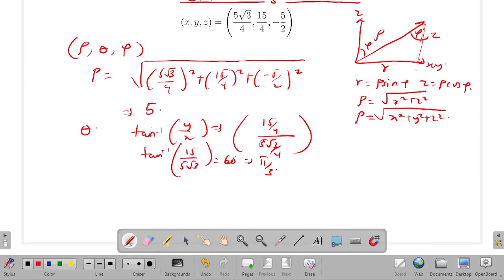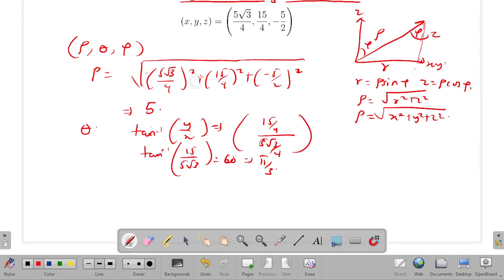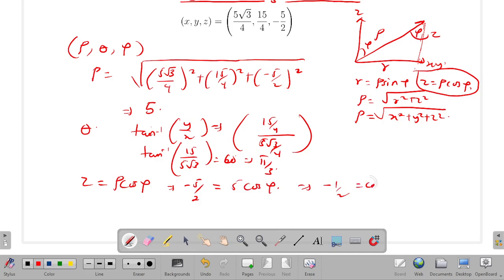What's the next thing to find? We need to find phi. To find phi, since we have our rho found, we can use our z. Okay, we have z, we can use this equation to find our phi. So we say that z is equal to rho cos phi. You know z from here to be negative 5 over 2, right? Which is equal to my rho, which is 5, which I found, times cosine of phi, which I'm looking for. So what do I do? I divide through. I simply get negative 1 over 2.